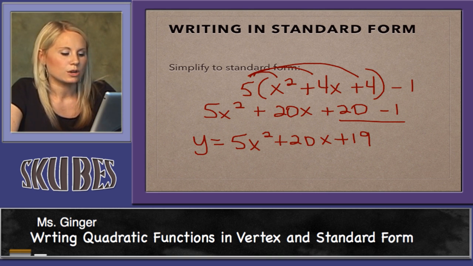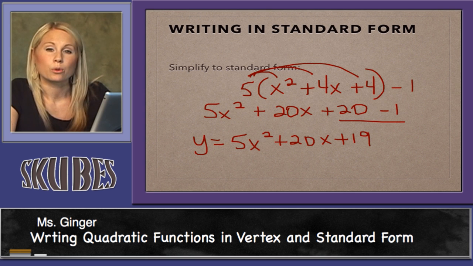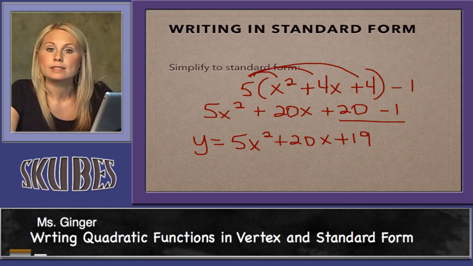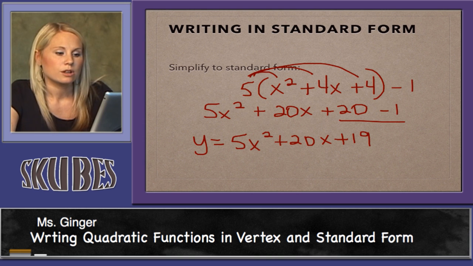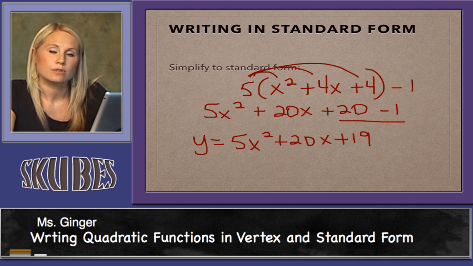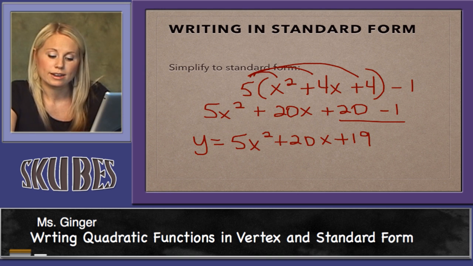So your quadratic equation in standard form will be y equals 5x squared plus 20x plus 19. You want to make sure that you do have it in order from greatest to least by power so that it will truly be standard form. So we saw how to take an equation from vertex form to standard form for a quadratic, and also from standard form to vertex form. So this concludes our lesson on writing quadratic functions in vertex and standard form.